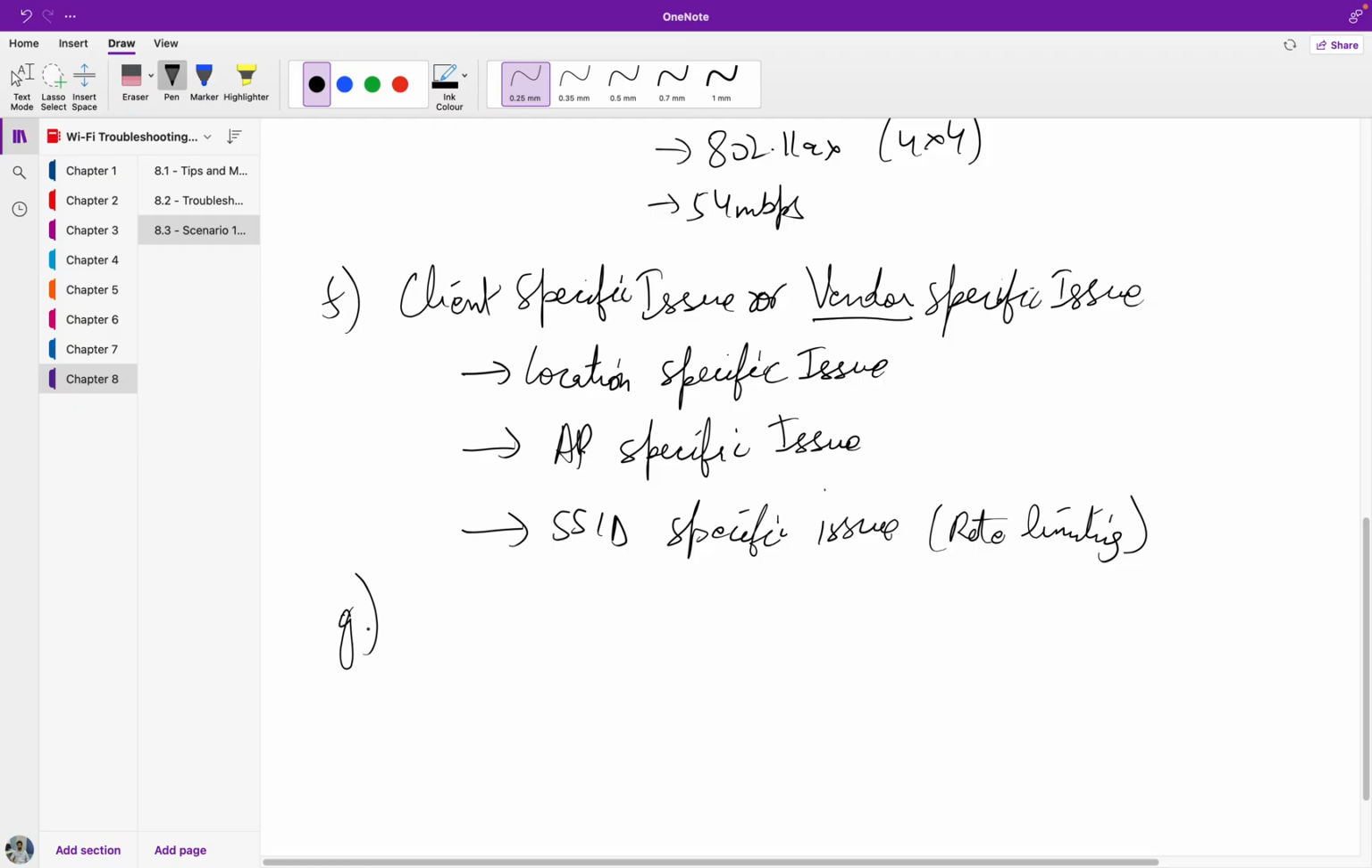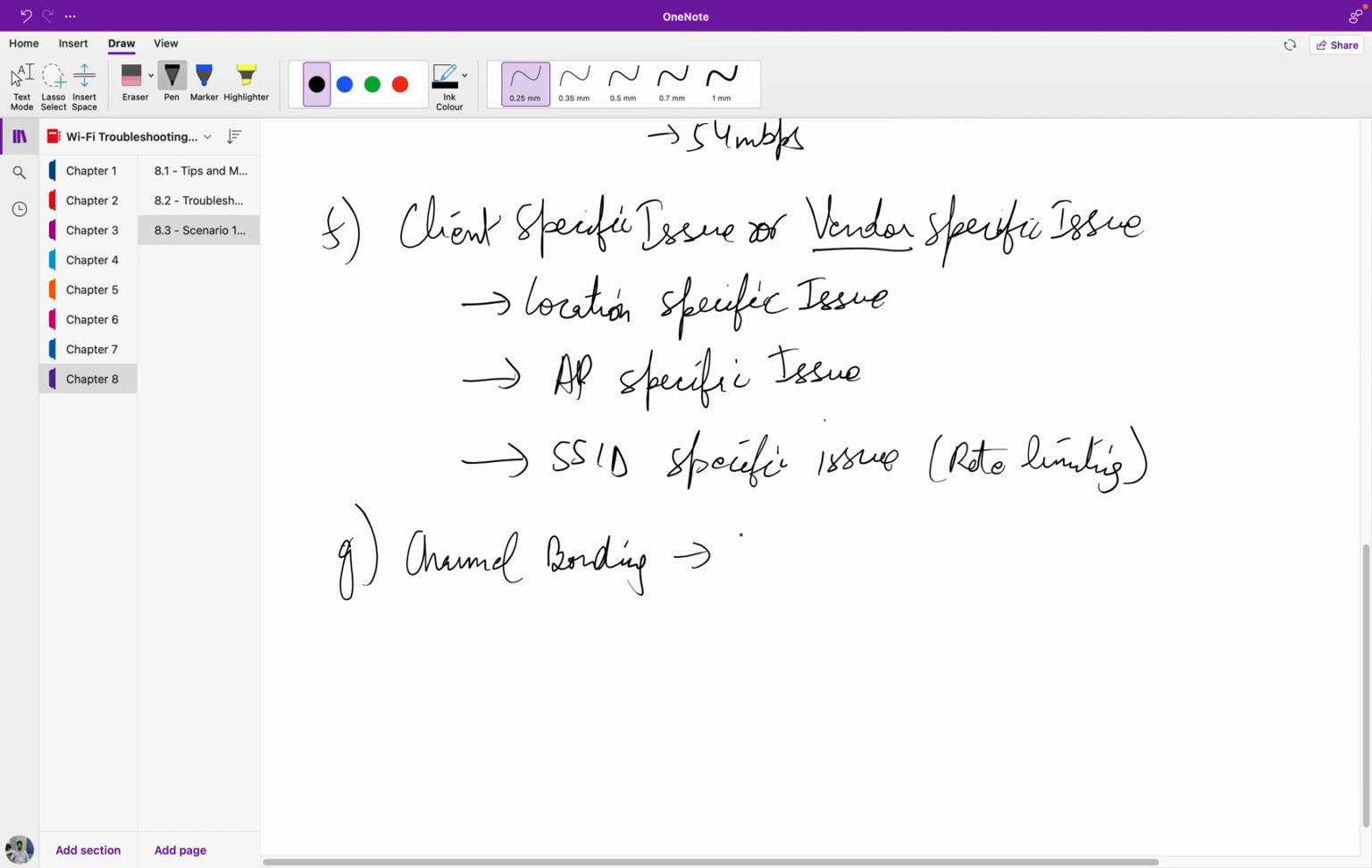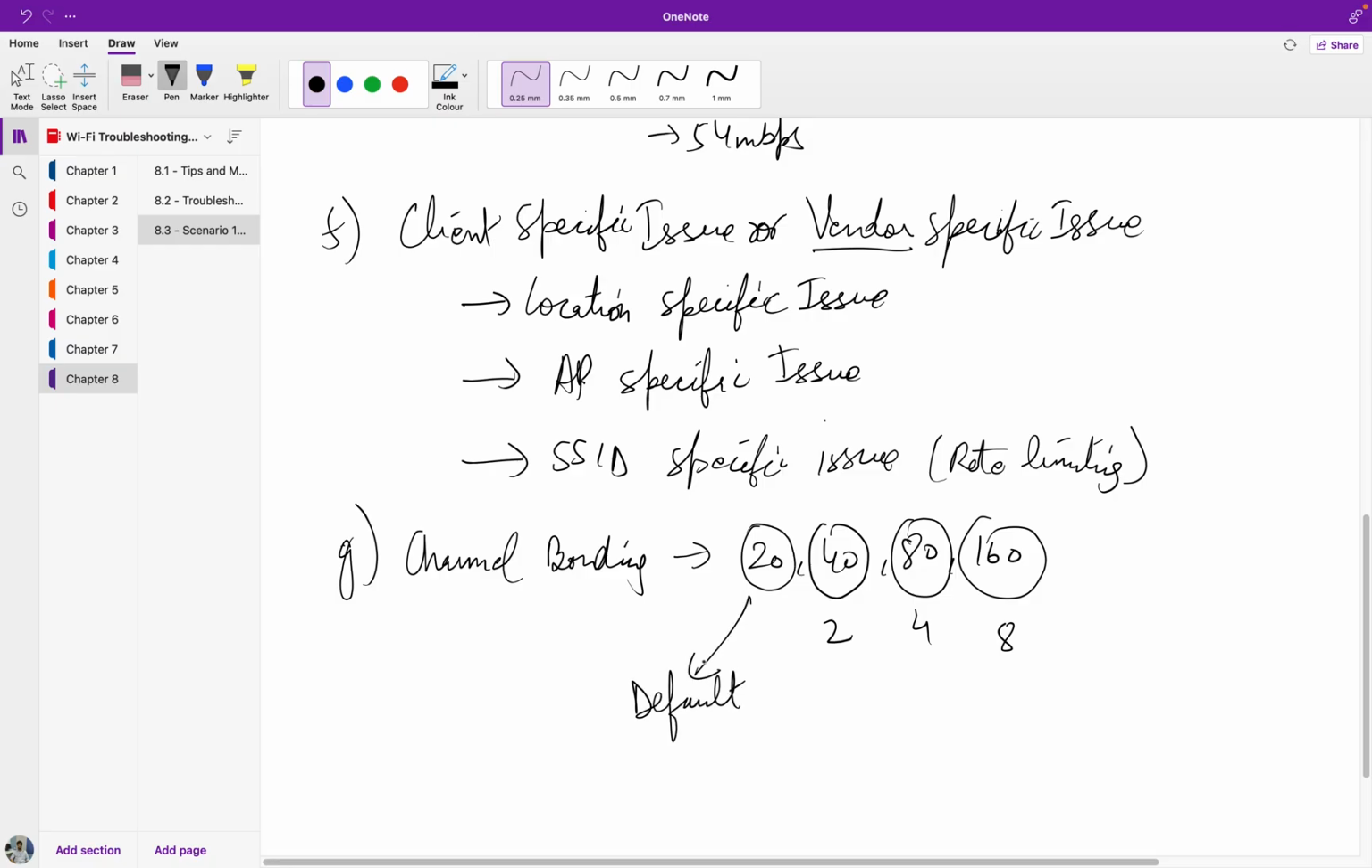So anyway, after that, what you can check is something called channel bonding. You bond two channels together on 5 gigahertz. On 2.4, don't do that. It's not going to work. On 5 gigahertz, the channel bonding options we have are 20, 40, 80 megahertz, and 160 megahertz. Here you bond two channels together, here you bond four channels together, here you bond eight channels together. Now by default the channel width will be 20 megahertz. This is the default setting in all the vendors.